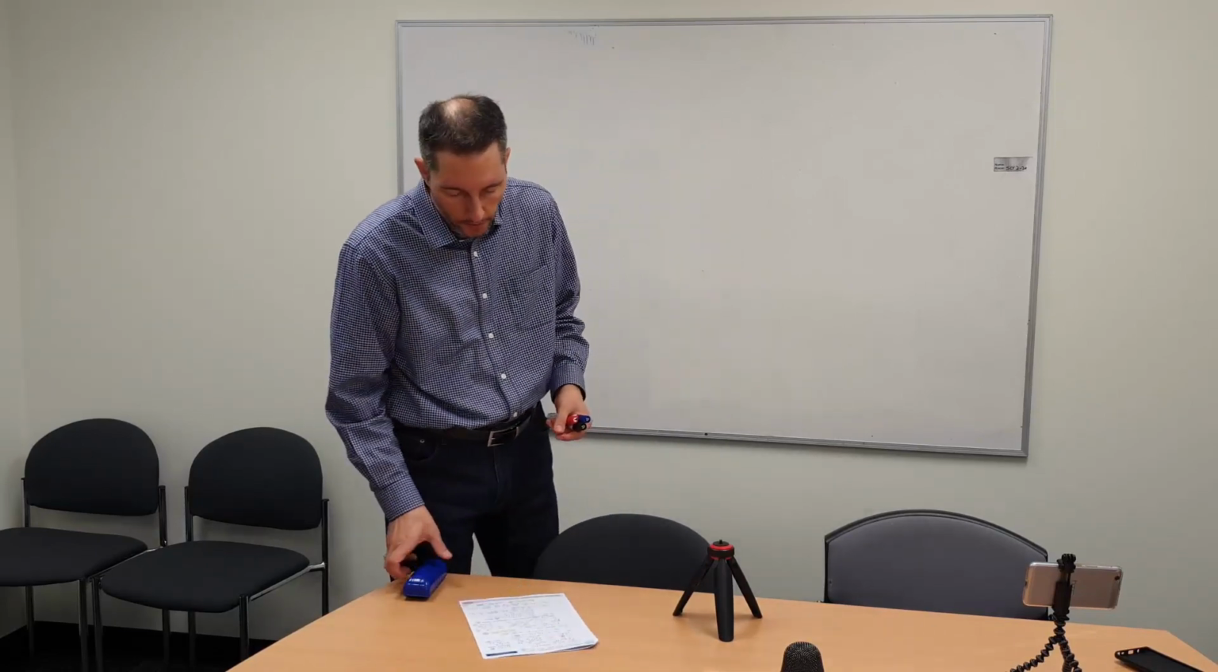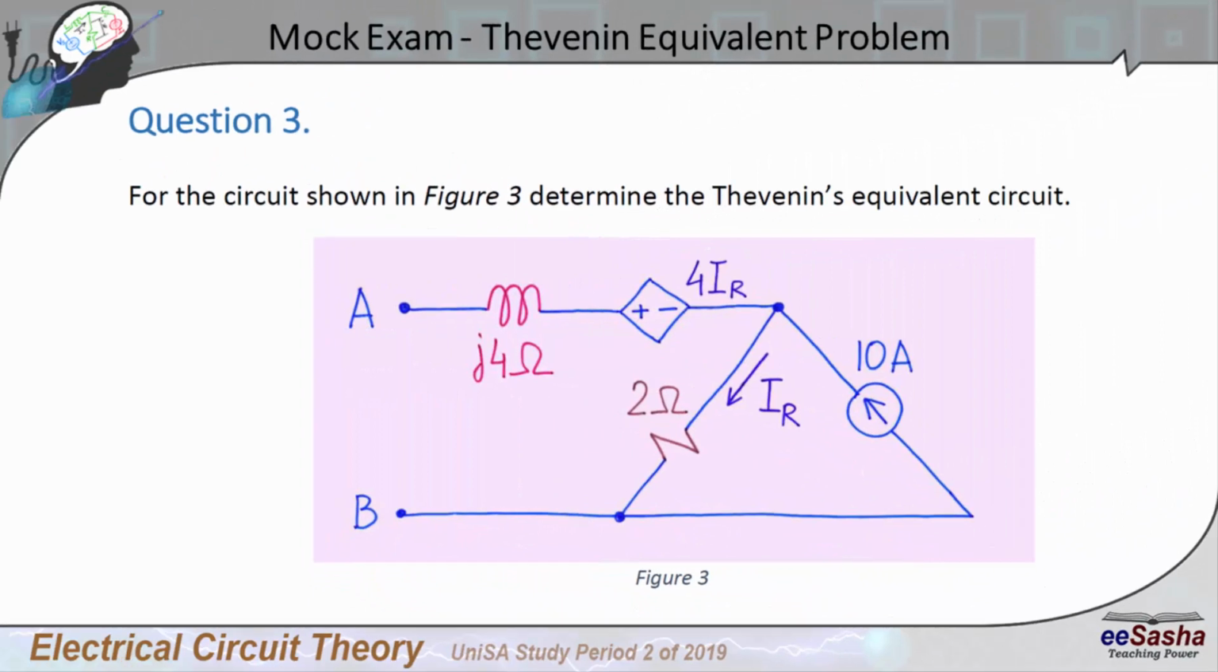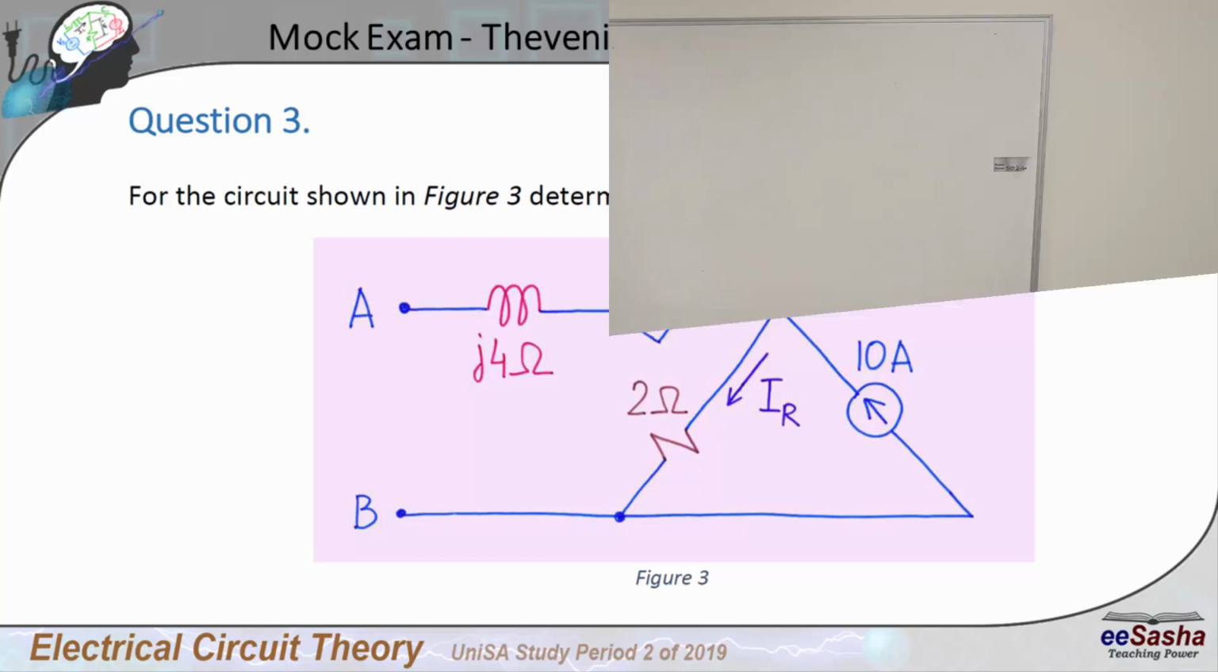Okay, so I'm looking at the mock exam that I prepared for this year for students, and question 3 is about a circuit that needs to be solved using Thevenin's theorem. So let me just read the question first. Question number 3 says: for the circuit shown in figure 3, determine the Thevenin's equivalent circuit.